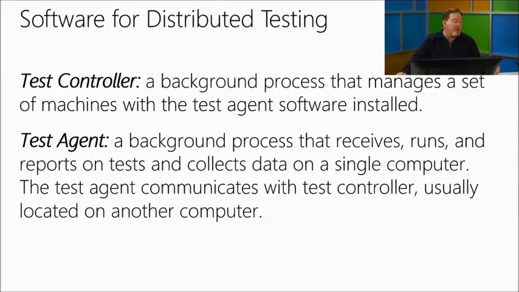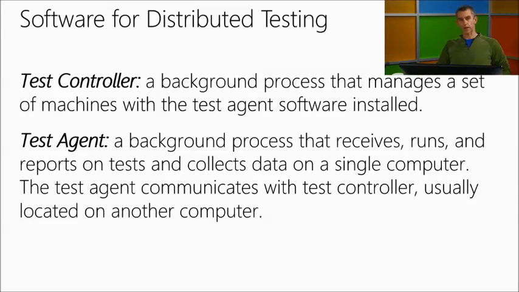So Eric, talk a little bit about test controllers and the test agents and how they're used. Sure, the test controller is the back-end process that manages the machines. So that manages anything with a test agent installed. The test agent receives and runs the automation code that you've got there. So you're going to have your test controller controlling your test agents, running your test automation code.